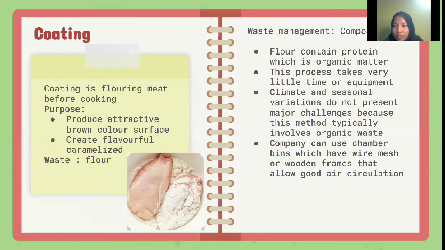Flour generally contains protein, which is organic matter. The composting process takes very little time or equipment and is very suitable for a company. This process also doesn't face any challenge from climate and seasons because this method typically involves organic waste. And the company can use chamber bins which have wire mesh or wooden frames that allow good air circulation. I will continue with the next presenter.